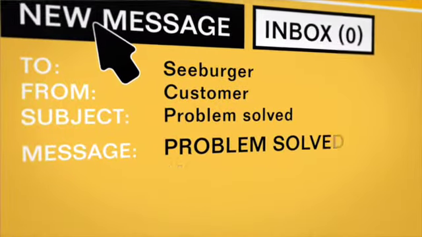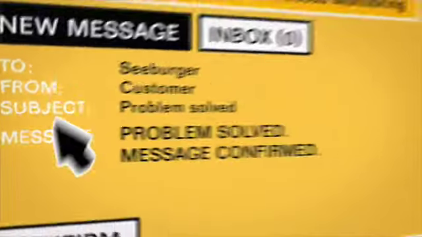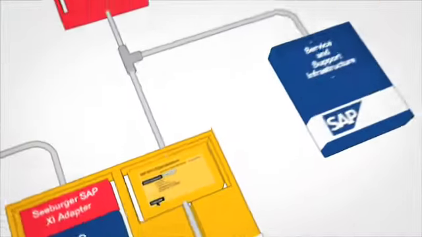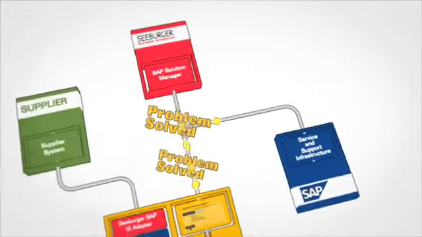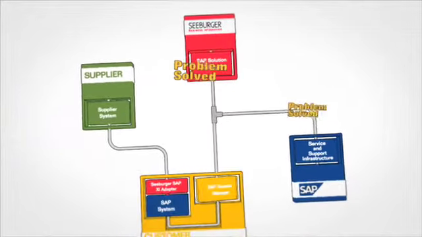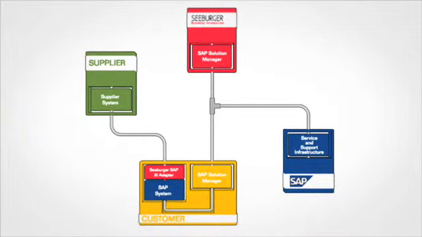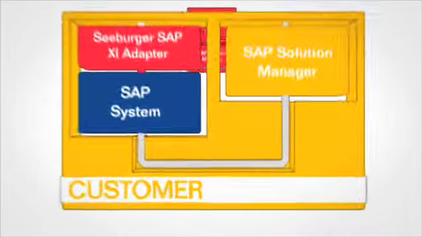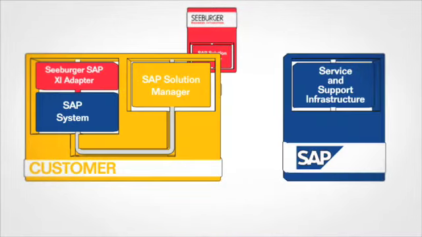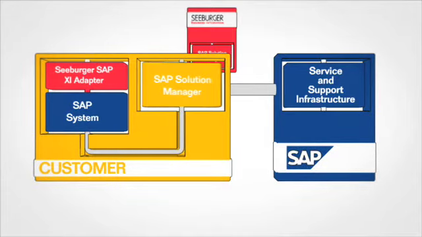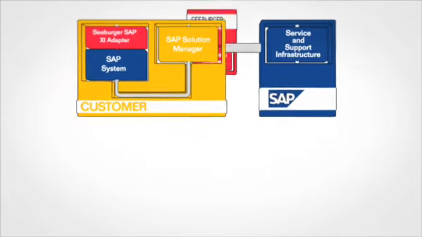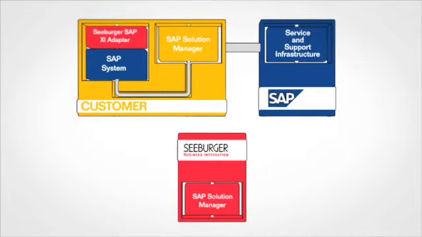The customer's critical system problem is solved, and he informs SAP Active Global Support and Seeburger that the support request has been completed. The customer has one single point of contact for his problem. It could be solved by a combined effort using the SAP Solution Manager and the SAP support infrastructure and involving the partner and his product-specific knowledge.